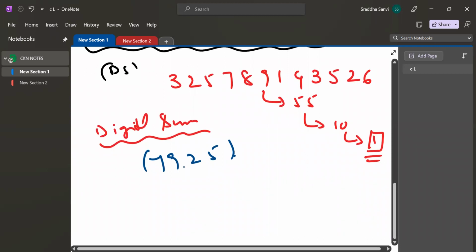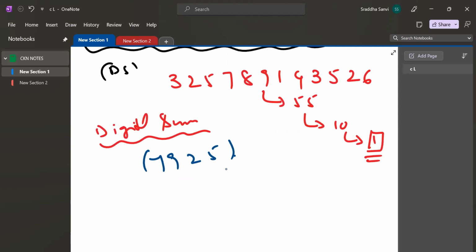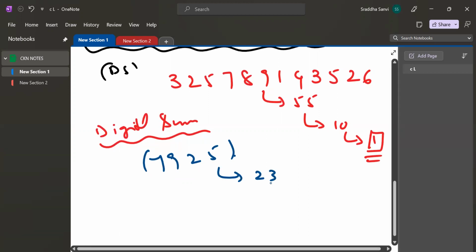7 plus 9 is 16. 16 plus 2 is 18. 18 plus 5 is 23. In 23, 2 plus 3 is 5. That's a lucky number, right? The mathematical term is digital sum.